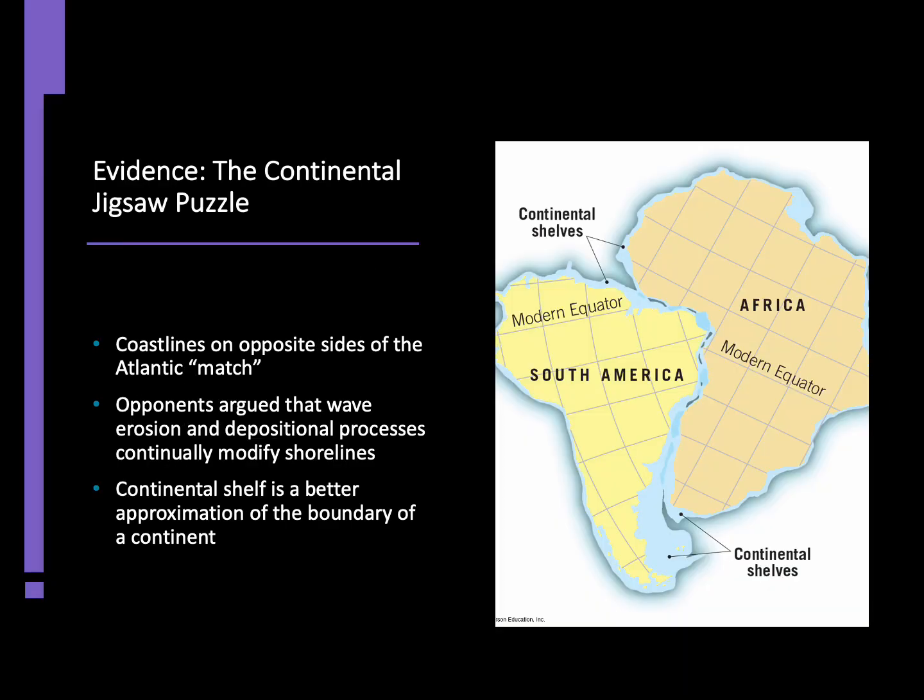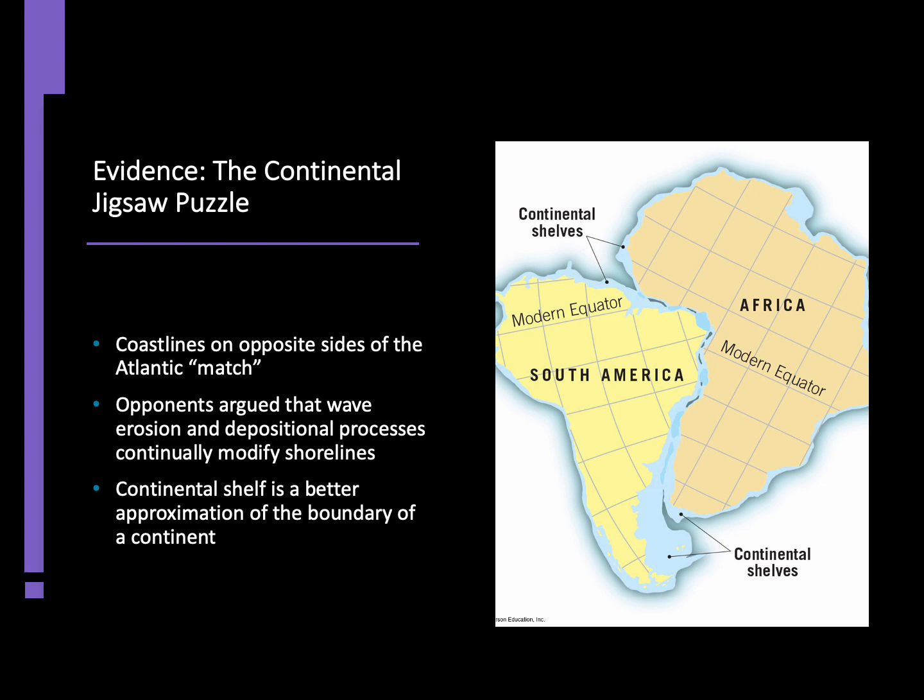The problem is that Alfred Wegener is not a geologist. So geologists, the scientists that study the Earth, didn't take him very seriously at first. So Wegener came up with 5 different pieces of scientific evidence that supported his hypothesis of continental drift. His first piece of evidence was that the coastlines on most of our continents seem to fit together or match, like pieces of a jigsaw puzzle.